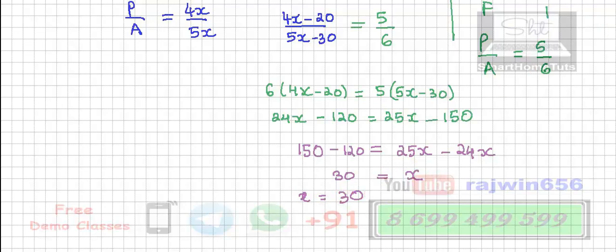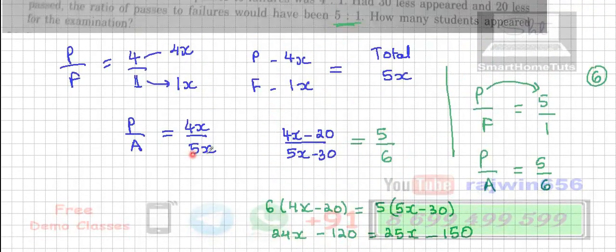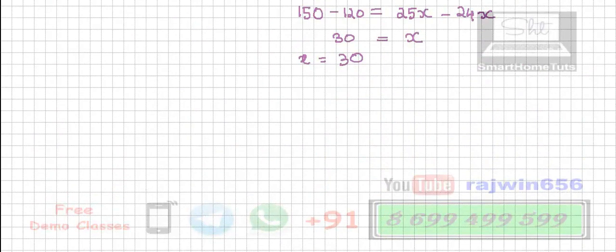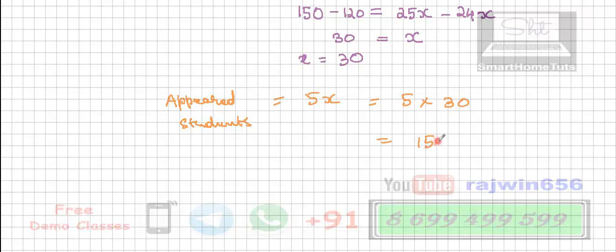Original number of students appeared is 5x. Correct? Appeared students is 5x. So appeared students, that is 5x. So 5 into 30, 150 students.